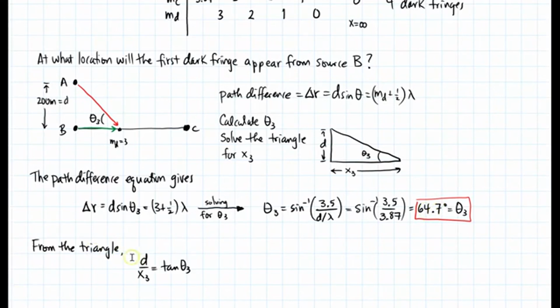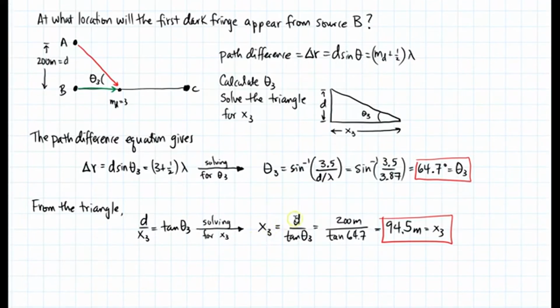From the triangle, I get that d divided by x3 equals the tan of theta 3. So x3 is equal to d divided by tan theta 3, which then gives me a value of 94.5 meters. So this is how far minima m_d equal to 3 is located.